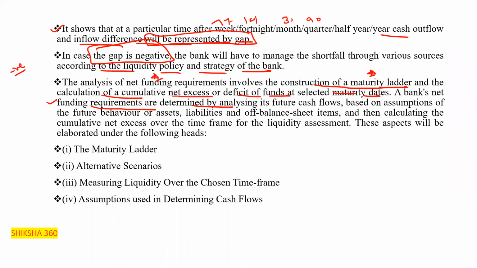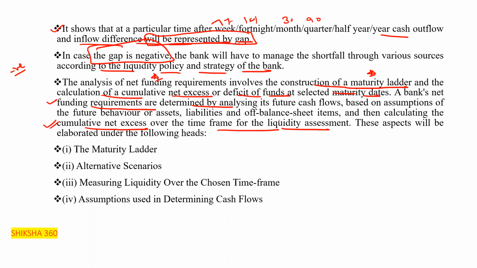A bank's net funding requirement is determined by analyzing its future cash flows, based on assumptions about the future behavior of assets, liabilities, and off-balance-sheet items, and then calculating the cumulative net excess over the time frame for the liquidity assessment.